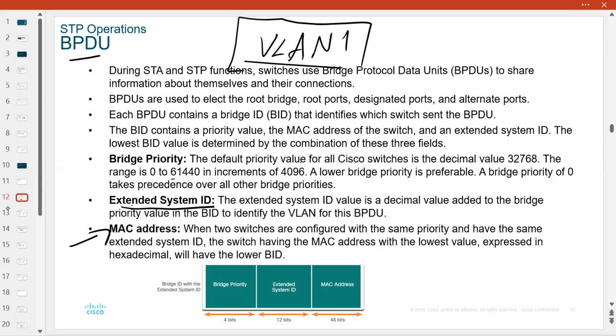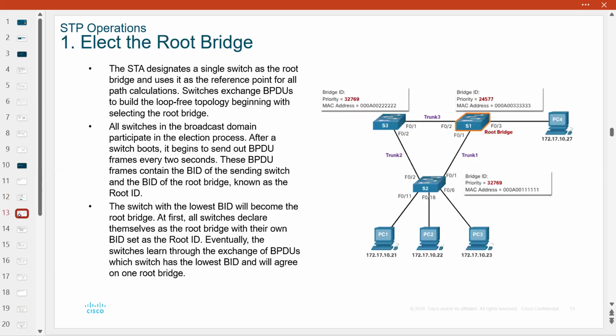Right. Let's go to 13, electing the root bridge. 6 minutes. Let's go.